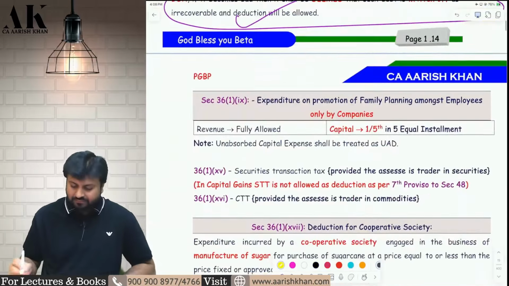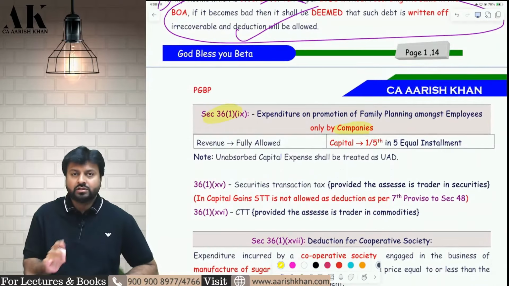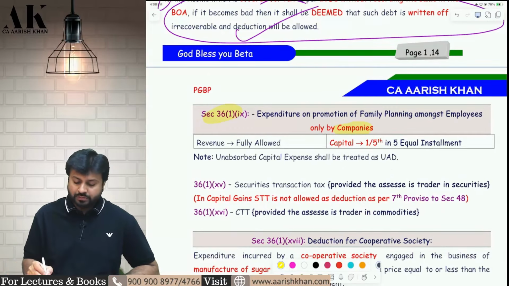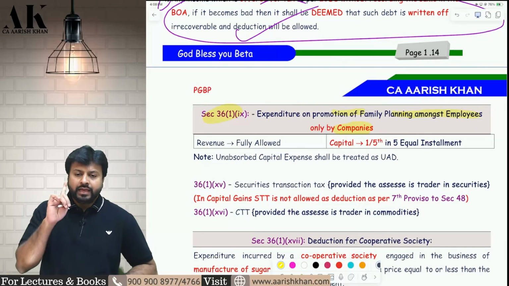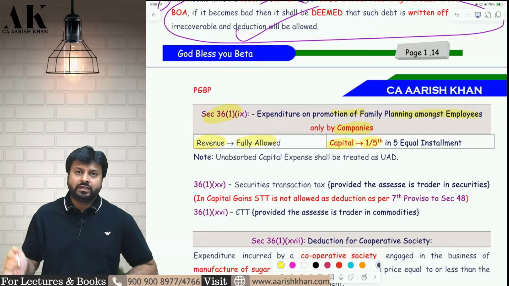Okay. Next, 36(1)(ix). This section is only available to companies, not available to everybody. This section talks about expenditure on promotion of family planning amongst employees. If you incur a revenue expense, then it is fully allowed. If you incur a capital expense, then it is allowed 1/5 in 5 equal installments.